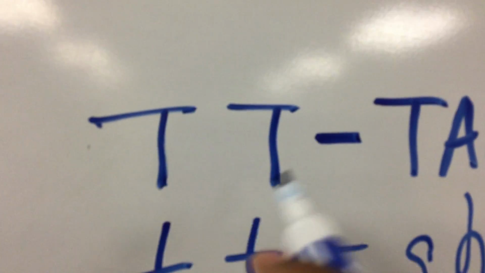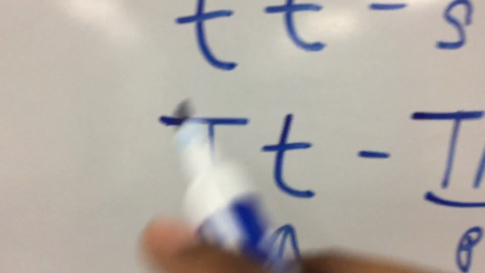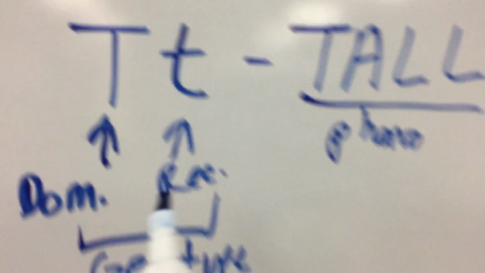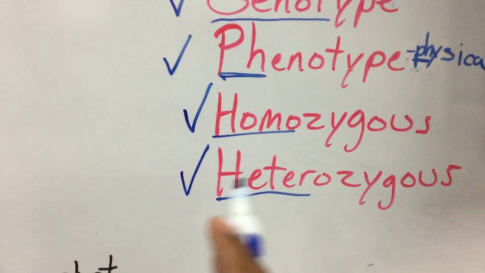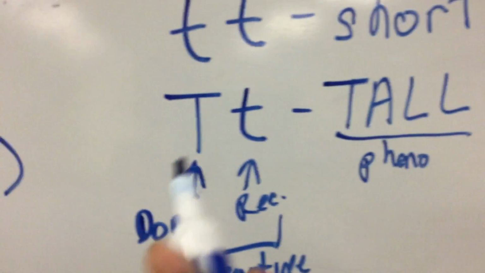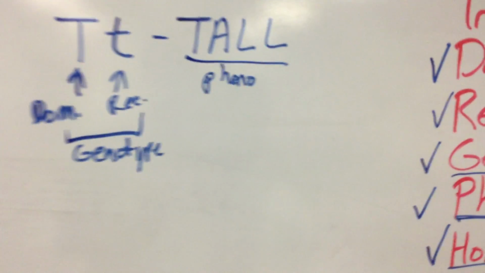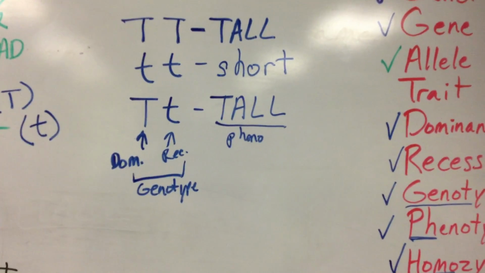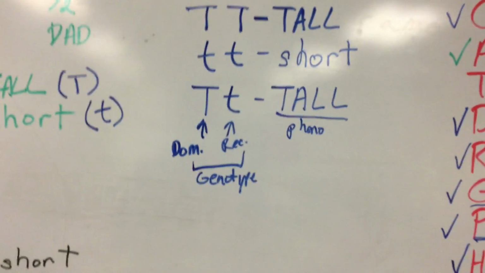So you have homozygous dominant, homozygous recessive, and then here we have two different alleles. So what would that be? That would be heterozygous because hetero means different. So this is heterozygous. And we would never say heterozygous dominant or heterozygous recessive because there's only one way for it to be heterozygous. And that means that you have two different alleles.